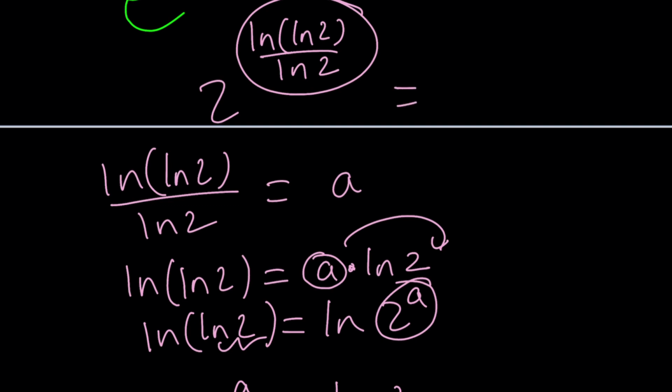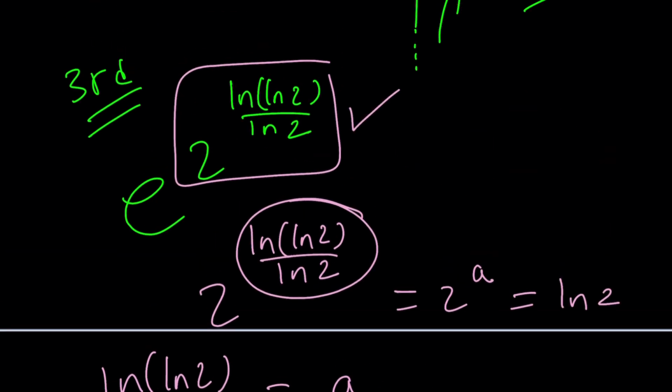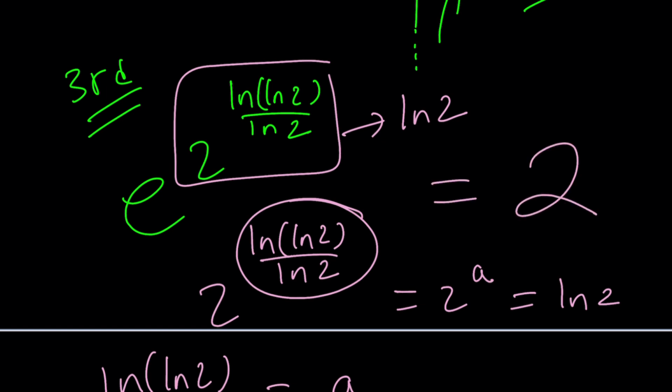Wait, this was 2 to the power a, and 2 to the power a just happens to be ln 2, and then just plug it in here. If this is ln 2, then the whole thing will become 2 again. So no matter how you do it, the answer will always be 2, okay?